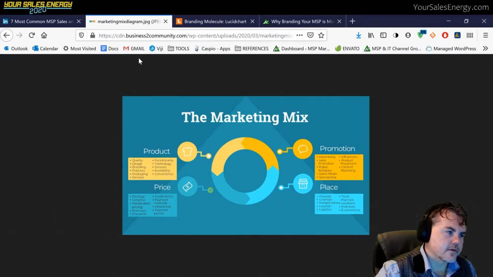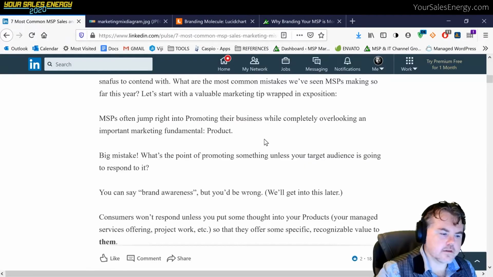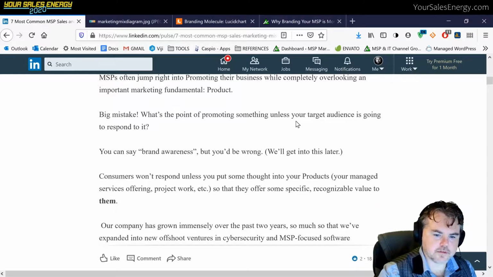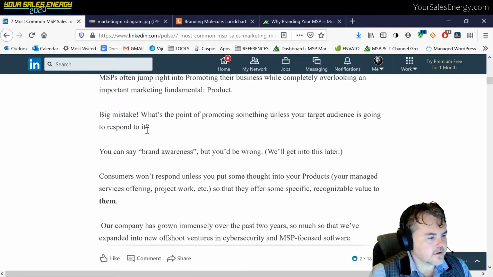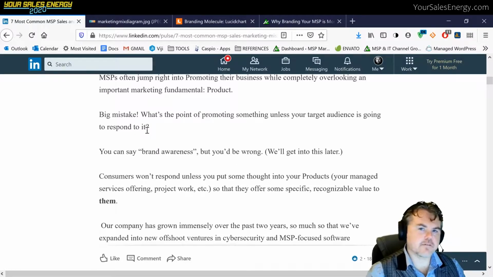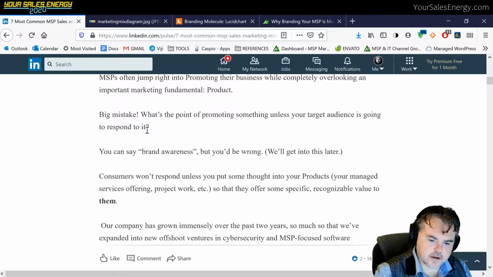So don't neglect the entirety of the marketing mix, right? All 4 of those things are important. And then what's the point of promoting something unless your target audience is going to respond to it? I absolutely say that all the time. A lot of times people just think, brand awareness. Let's get the name out there. But that's, first of all, a lot of people who say that don't even have a brand to bring awareness to. Just saying that your company exists is meaningless to the consumer. So, I mean, we don't want to fall into that trap. Your customers won't respond unless you put some thought into your products.